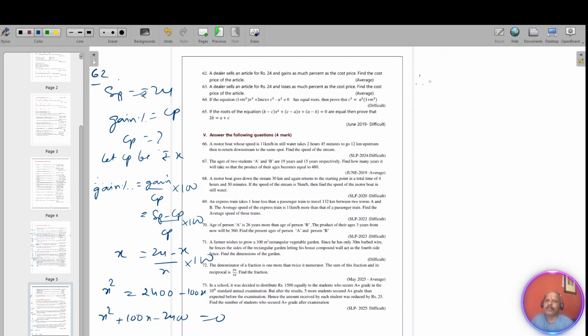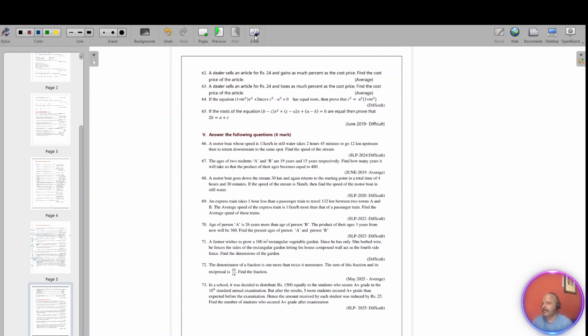Therefore, since money cannot be negative, we take 20. Therefore, CP is rupees 20. This formula is very important. Next question is about loss. We say it the same way, but it will be different. Like gain is SP minus CP, when there is a loss, it will be CP minus SP.